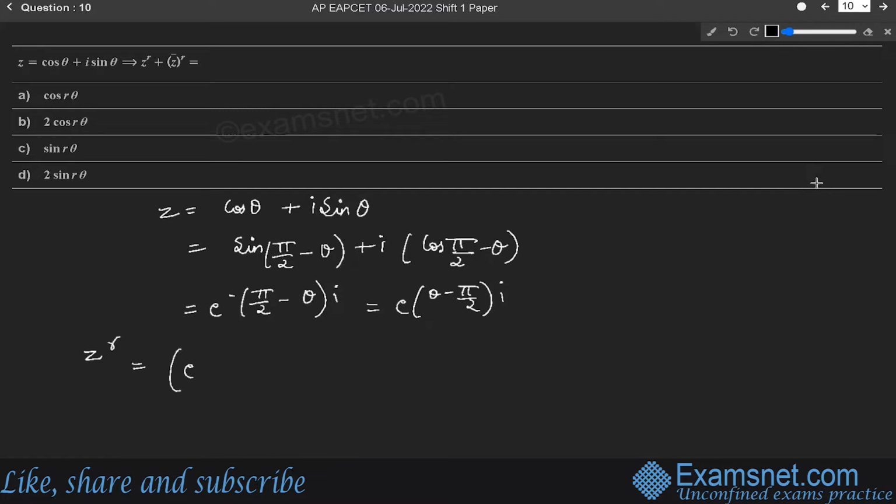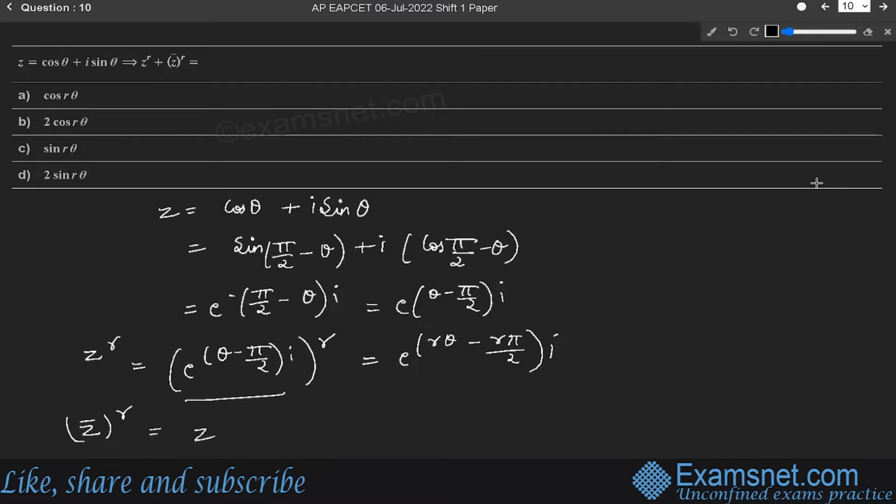So it will be equal to e power (theta minus pi by 2) into i, whole power r, because this is the value of z. So it can be written as e power (r theta minus r pi upon 2) into i. Similarly, z bar whole power r will be equal to z power r bar, which is equal to e power minus of (r theta minus r pi by 2) into i. See, we have calculated both the values separately.